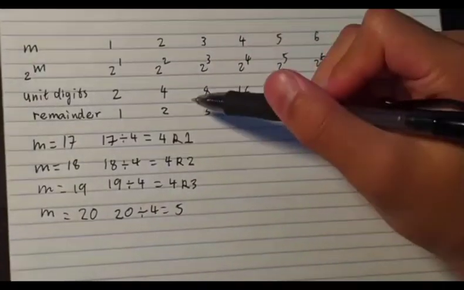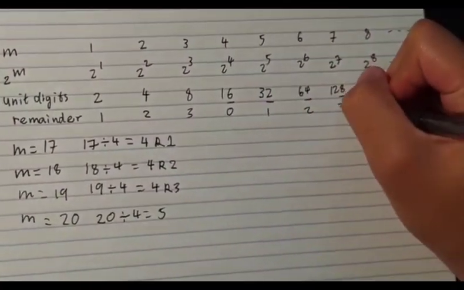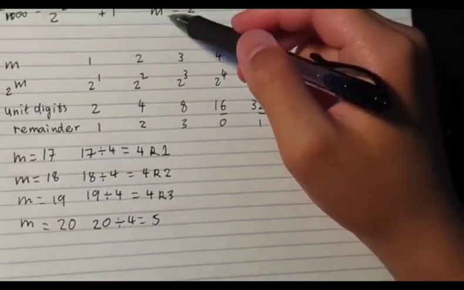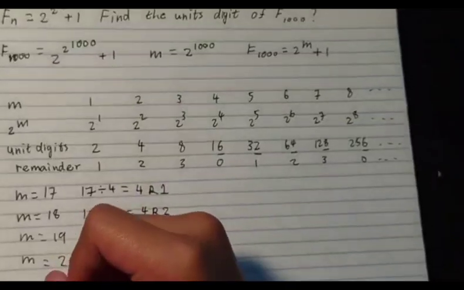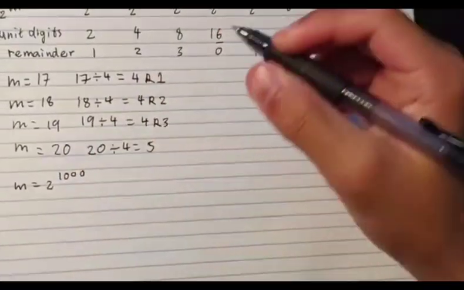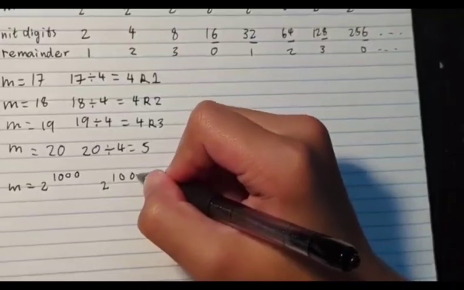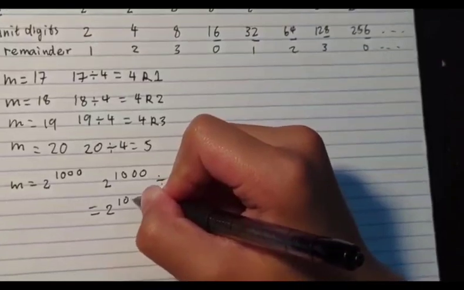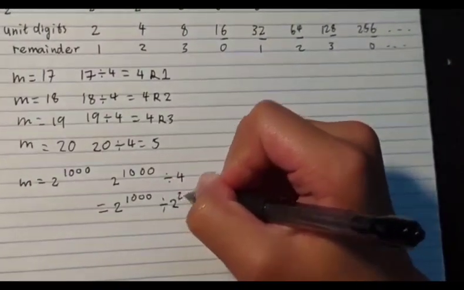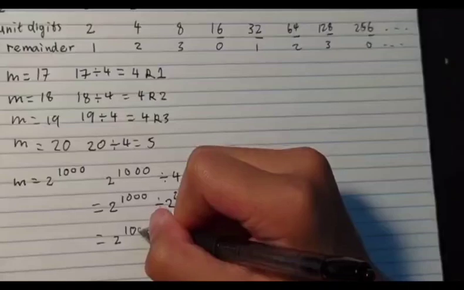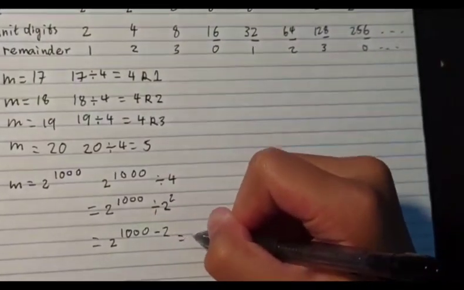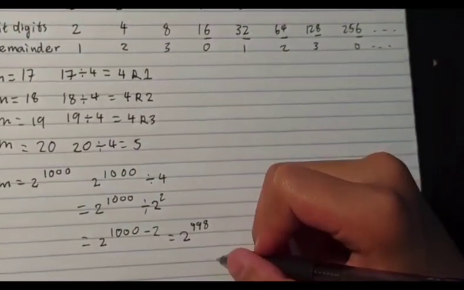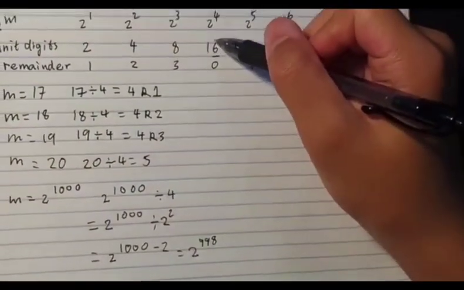So now, with this pattern in mind, we can finally plug in m equals 2 to the power of 1000. So 2 to the power of 1000 divided by 4, which is equal to 2 to the power of 1000 divided by 2 to the power of 2, which is equal to 2 to the power of 1000 minus 2, which is 2 to the power of 998. Now, this is no remainder, right? So we now know that m must correspond to the number 6.